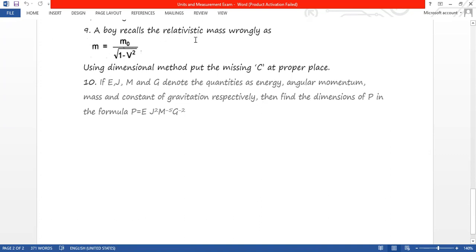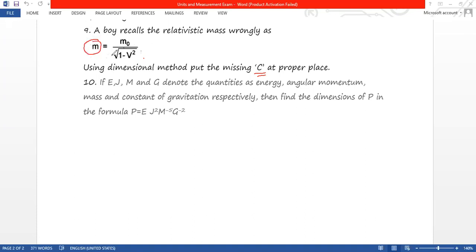a boy recalled the relativistic mass wrongly as m equal to m0 divided by root of 1 minus v square. Using the dimensional method, put the missing c at the proper place. So by using dimensional analysis, the equation is already correct, right? The c is wrongly substituted. Clear, right? The c is missing. So as per dimensional analysis, the dimension of the left side must be the same as the dimension of the right side.